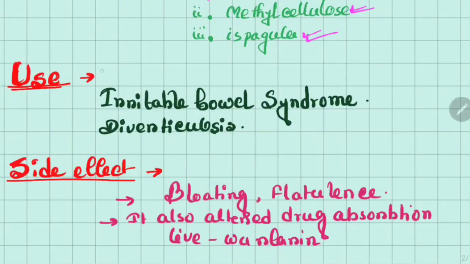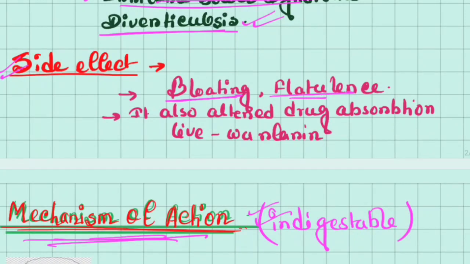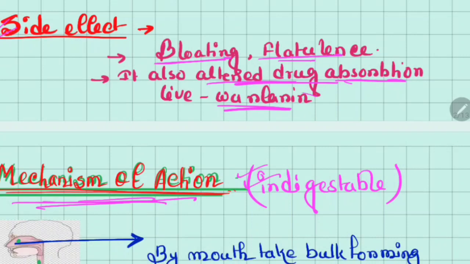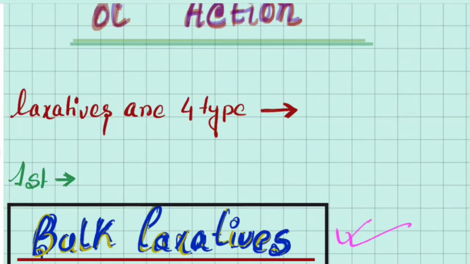So where are these bulk laxatives used? In irritable bowel syndrome and diverticulosis. What are the side effects of bulk laxatives? The bulk laxatives can cause bloating and flatulence, and they also alter drug absorption, such as that of warfarin. When bulk laxatives are given with warfarin, the drug is not easily absorbed. So this is all about the bulk laxatives.